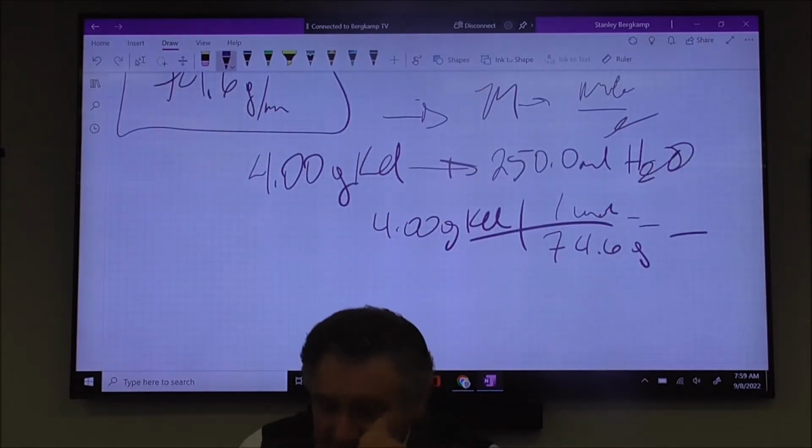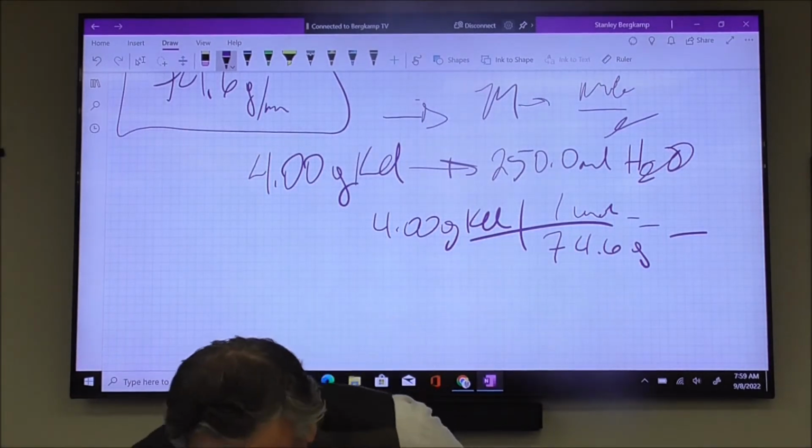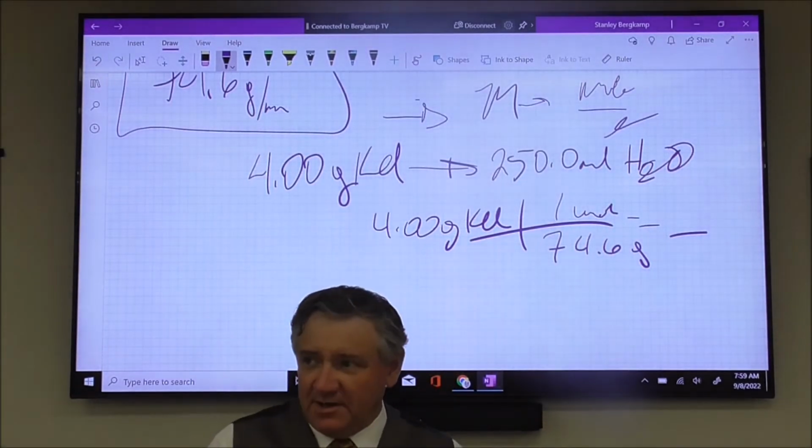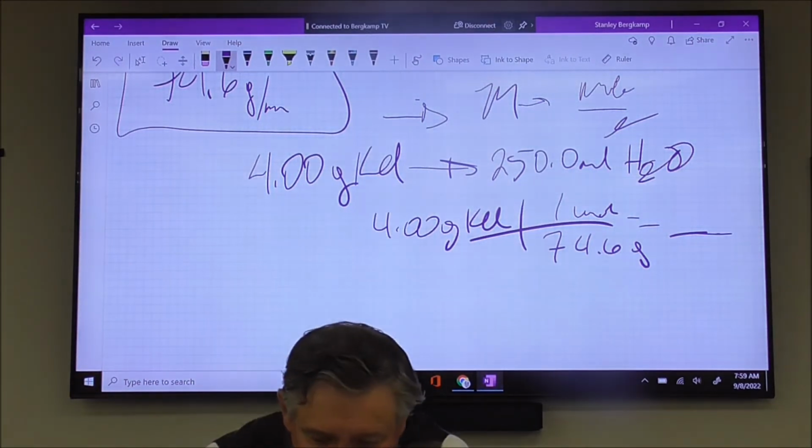So that will give me the number of moles. That's a conversion you have to be able to do without falling off a log. Okay, grams to moles, no worries there. So that's going to get me a certain number.